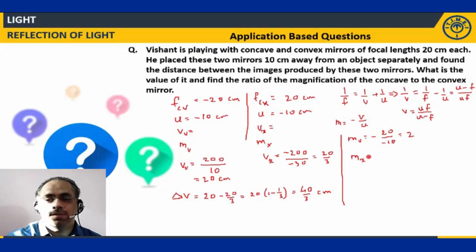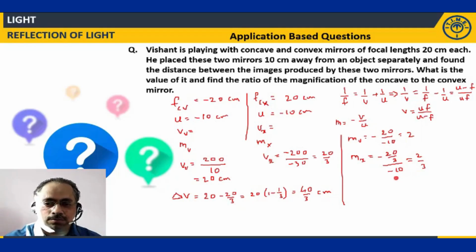Mx, if I consider, I'll use the same formula again. Minus V, so minus of, what is V? V is 20 by 3, 20 divided by 3. And what is U? U is again minus 10. So it will become equal to 2 by 3. If you simplify, this minus and minus will get cancelled, this 3 will come in the denominator, it will become 20 divided by 30. So it will become 2 by 3.